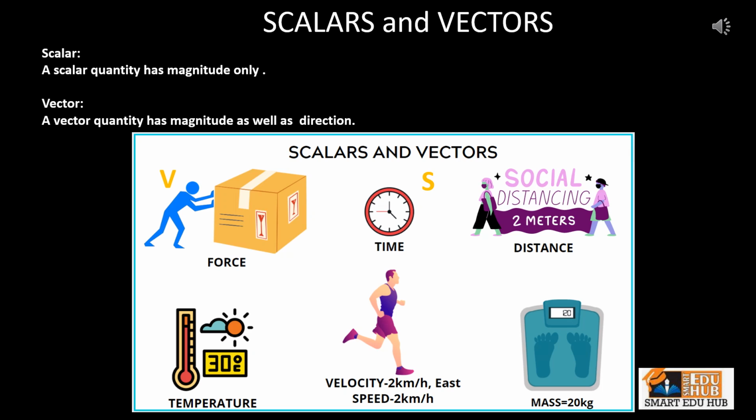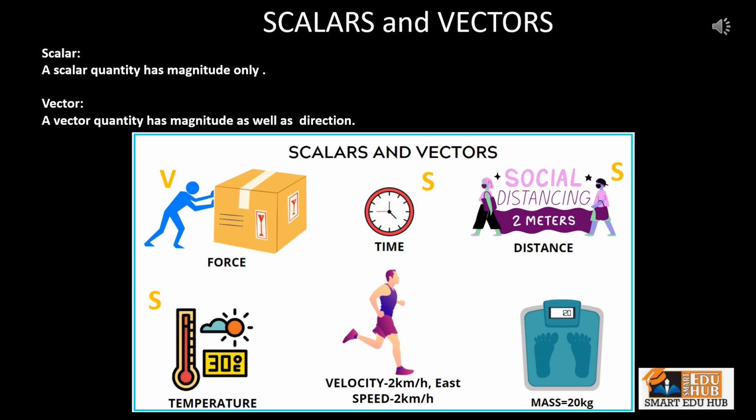Next is about the distance between two people, which again does not need any direction. Hence distance again is a scalar quantity. About temperature, it is enough to quote the magnitude of temperature, say 30 degrees Celsius or 20 degrees Celsius, without having to talk about any direction. Hence temperature is a scalar quantity.